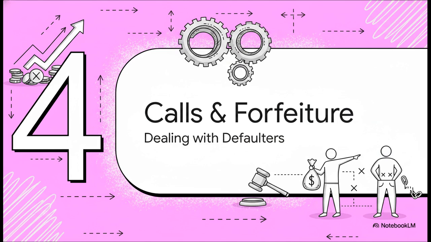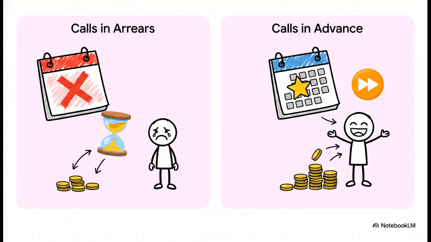Let's talk about dealing with defaulters. First off, we've got to classify the timing of the payments. Try to memorize this dynamic. If a shareholder is late and misses a payment deadline, that's called calls in arrears. Since the shareholder is basically holding on to company money, the company charges them interest. On the flip side, what if an eager investor pays their future installments early? That's calls in advance. In this situation, the company is holding the investor's money early, so the company actually owes the investor interest. Makes sense, right?